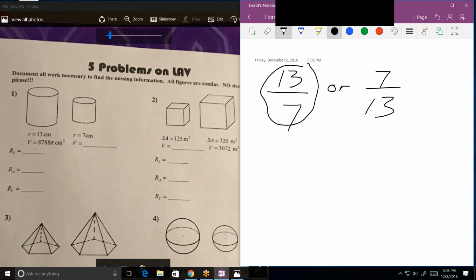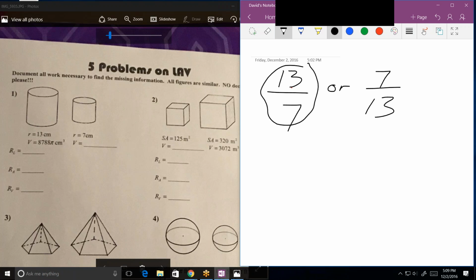How does it compare to the linear ratio? Isn't it squared? Yes. Area ratio is the linear ratio squared. Volume ratio is the linear ratio cubed.